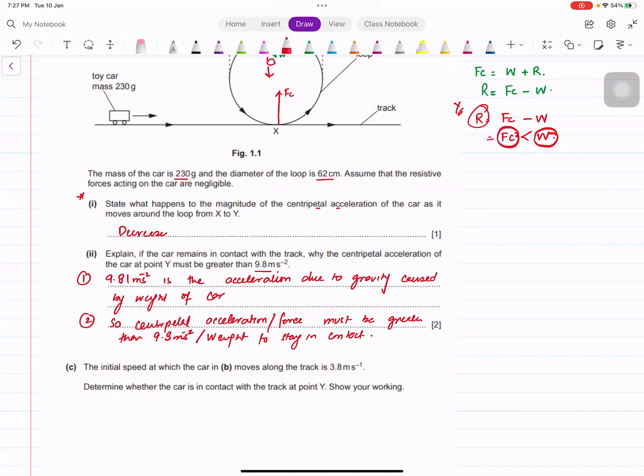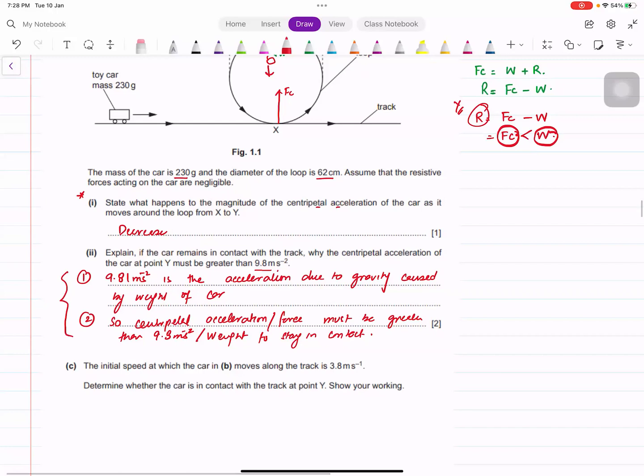So this is what I just wanted to explain to you. This is why this question is so important. All right, and you should write it down very clearly. This will help you out there. Anyway, now in the next question, it says the initial speed of the car in B moves along the track is 3.8 meters per second. Determine whether the car is in contact with the track at point Y.